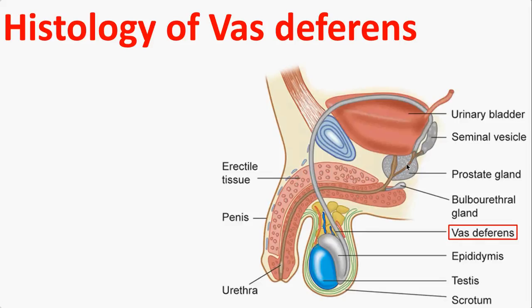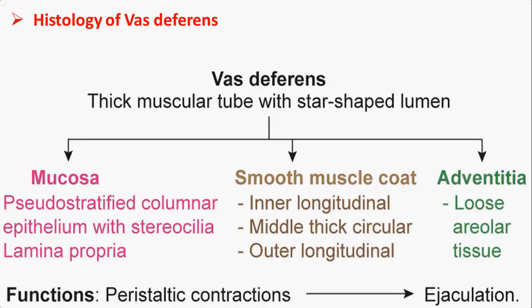So in the histology of the Vas deferens, it is a thick muscular tube with a star-shaped lumen. We have to see the mucosa, smooth muscle coat, and adventitia. In the mucosa, the lining is a pseudostratified columnar epithelium with stereocilia. You will see the lamina propria in it.